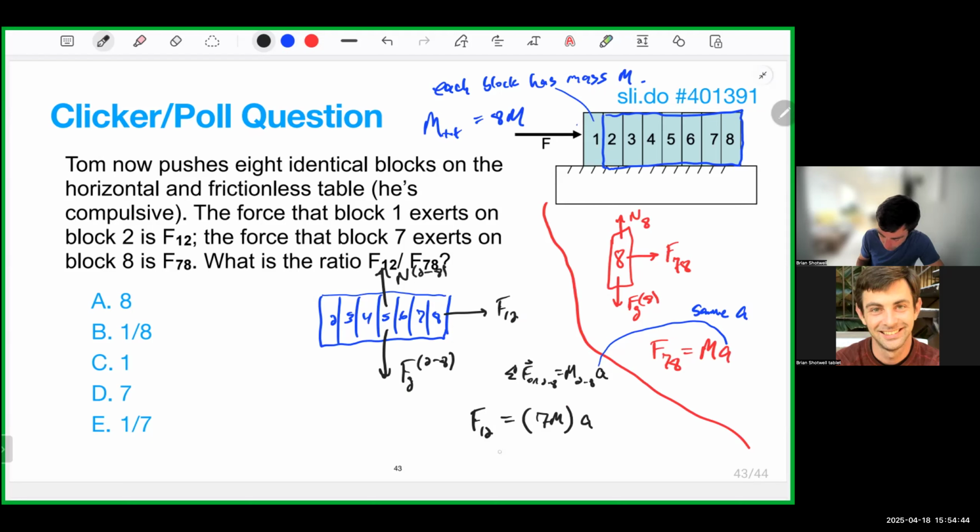So if we compare these two expressions, one of them is equal to ma, and one of them is equal to 7ma. So if we compare these two, we can write F12 is equal to 7 F78. And in particular, the problem says, what's F12 over F78? Well, if I divide both sides by F78, I get 7 for that ratio. It looks like the answer is 7.